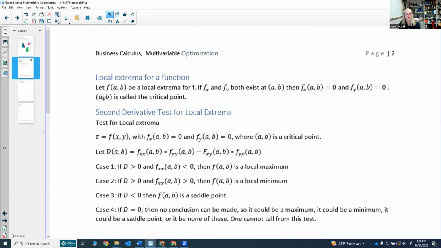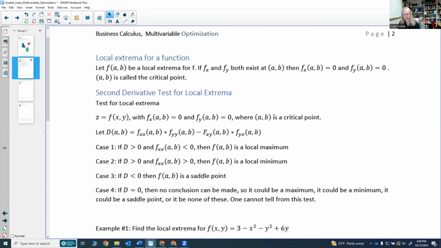Local extrema for a function. Let f(a,b) be a local extremum for f. If f sub x and f sub y both exist at (a,b), then the partial derivative of f with respect to x at (a,b) equals 0, and the partial derivative of f with respect to y at (a,b) is equal to 0. (a,b) is called the critical point. The second derivative test for the local extrema. Z is equal to a function of x and y, with the partial derivative of f with respect to x at (a,b) equal to 0, and the partial derivative of f with respect to y at (a,b) equal to 0, where (a,b) is the critical point.